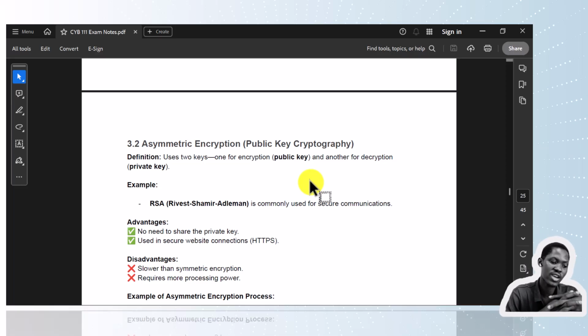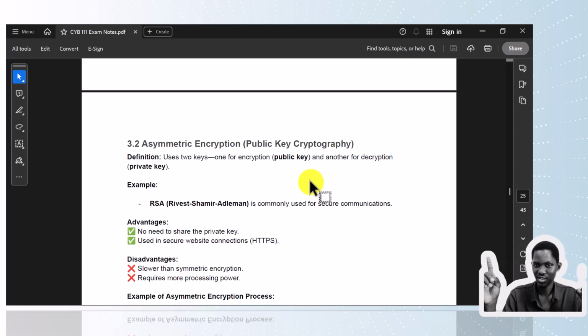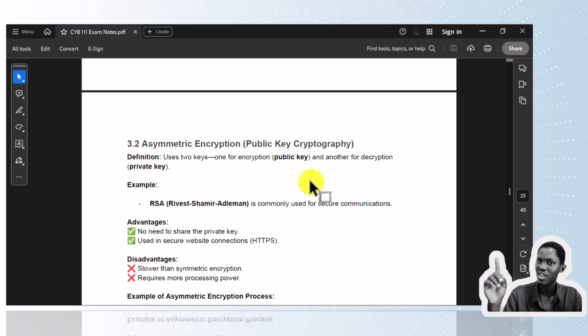You will soon find out why it is called public key cryptography. Asymmetric encryption, unlike symmetric, uses two different keys. Symmetric encryption, don't forget, uses just one key. Asymmetric encryption uses two keys. So two keys are involved, the public key and the private key. You understand? So that's where public key cryptography comes in.